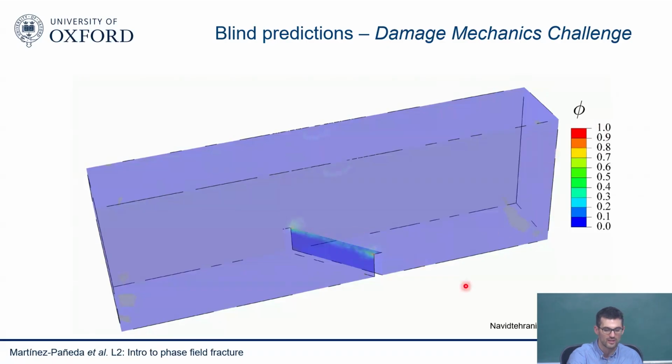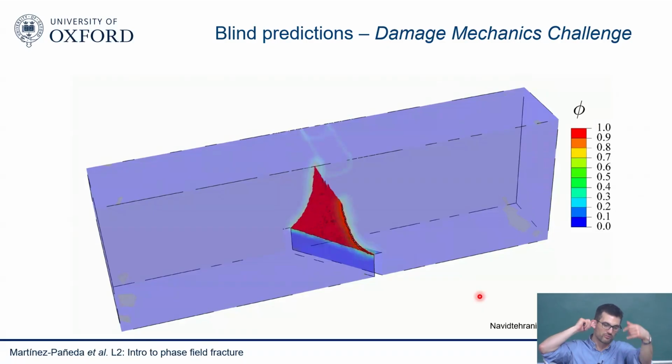So this is the 3D case. Again, they didn't give us the result, but we ran the 3D case with the tilted crack, and we found this kind of funny crack behavior.